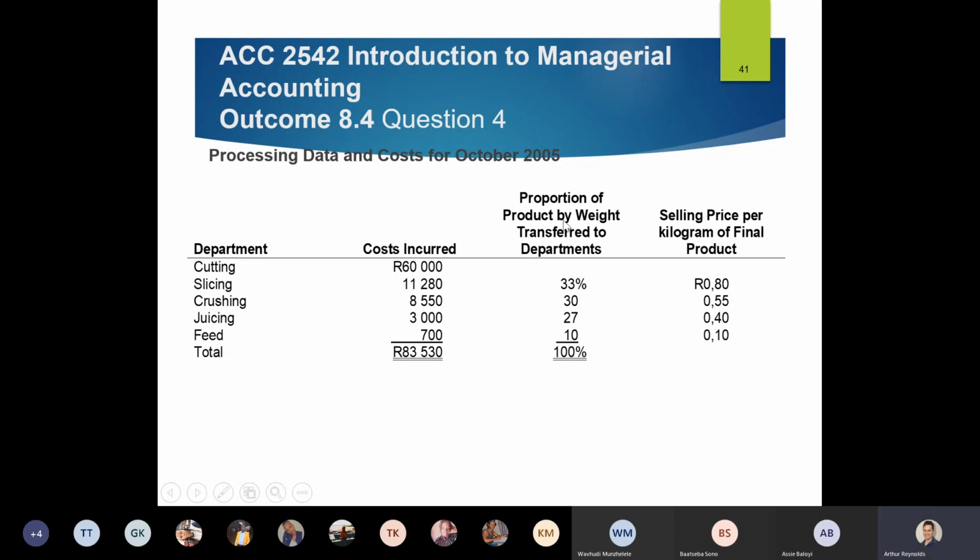Proportion of the product by weight transferred to the department: 33%, 30%, 27%, and 10%, which gives you 100. So after 270,000 kilograms, a third went to slicing, 30% went to crushing, 27% to juicing, 10% to feed. Then the selling price per kilogram of final products. This is important in terms of the net realizable value, because remember we were asked to calculate it on net realizable value.